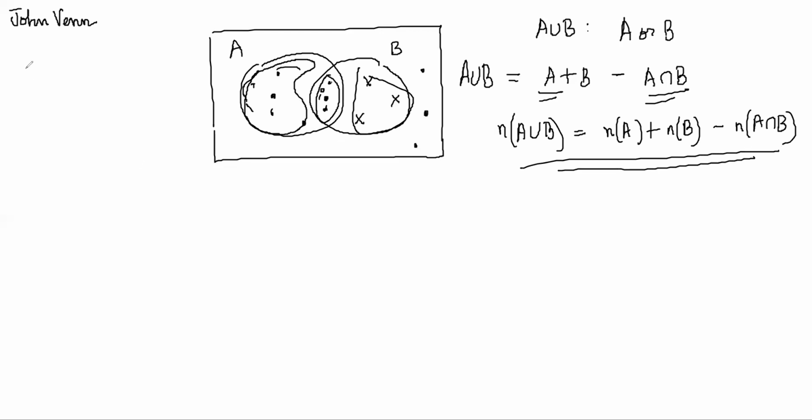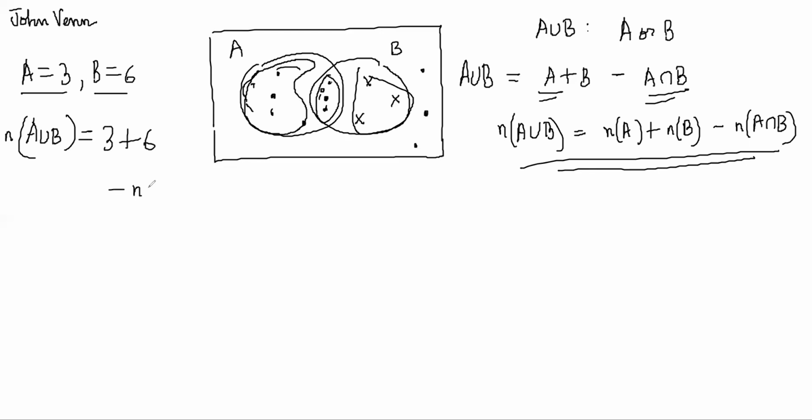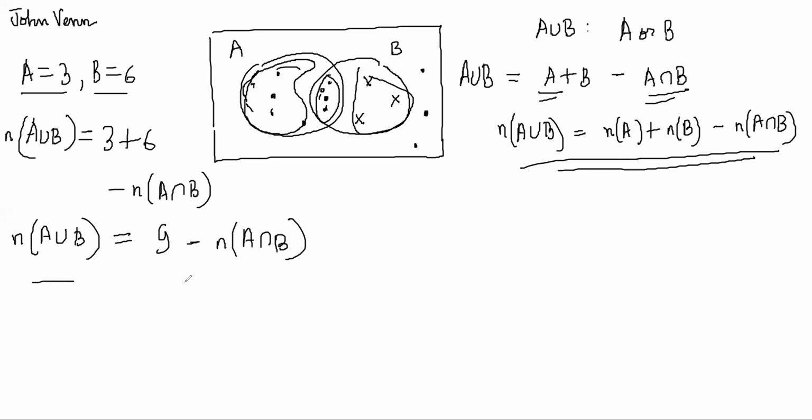So in our question, A was 3 and B was 6, right? And you are being asked to say something about A union B, right? So it will be equal to 3 plus 6 minus n of A intersection B, right? n of A union B will be equal to 9 minus n of A intersection B, right? Now, what was the question saying? Find the minimum number of elements in A union B.